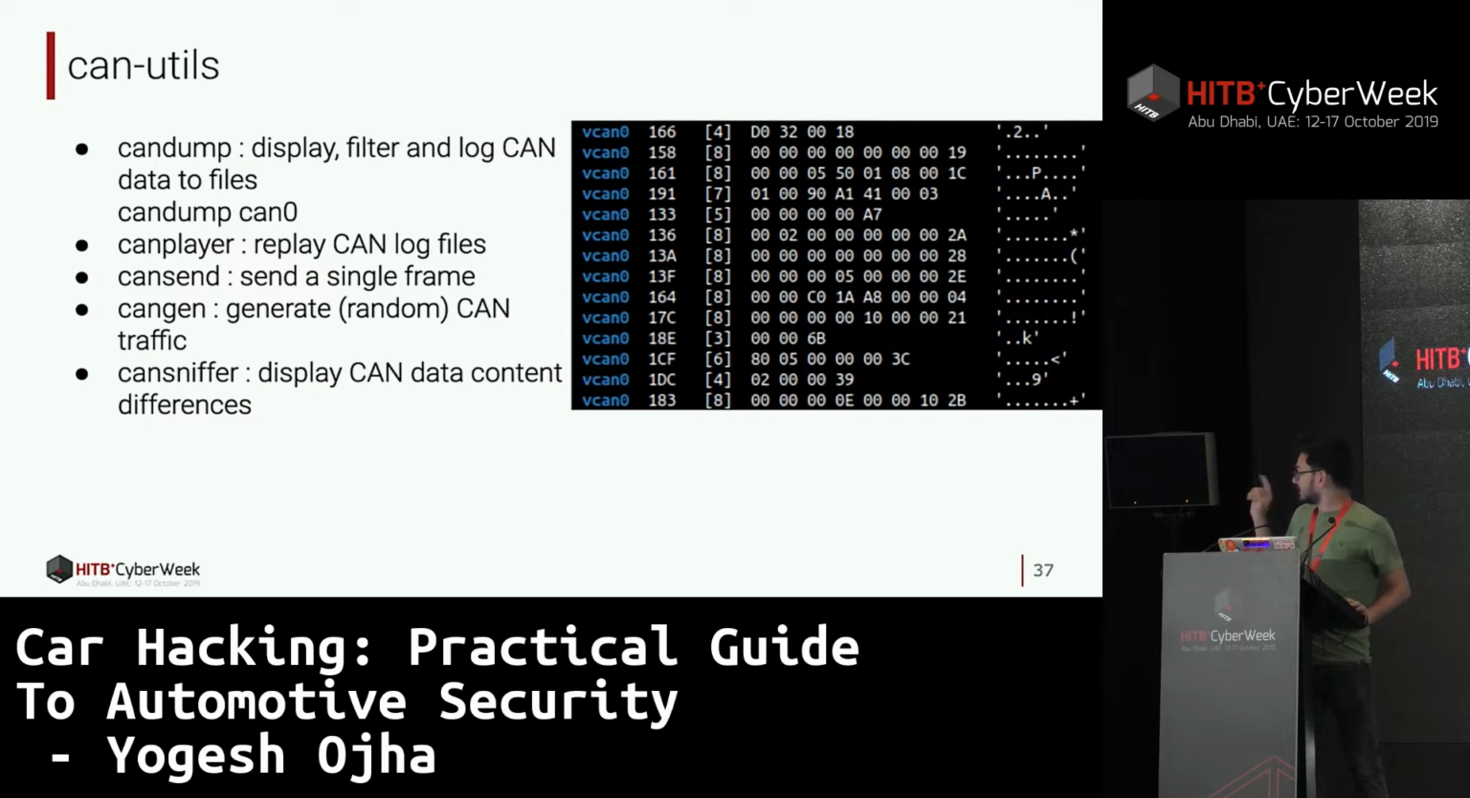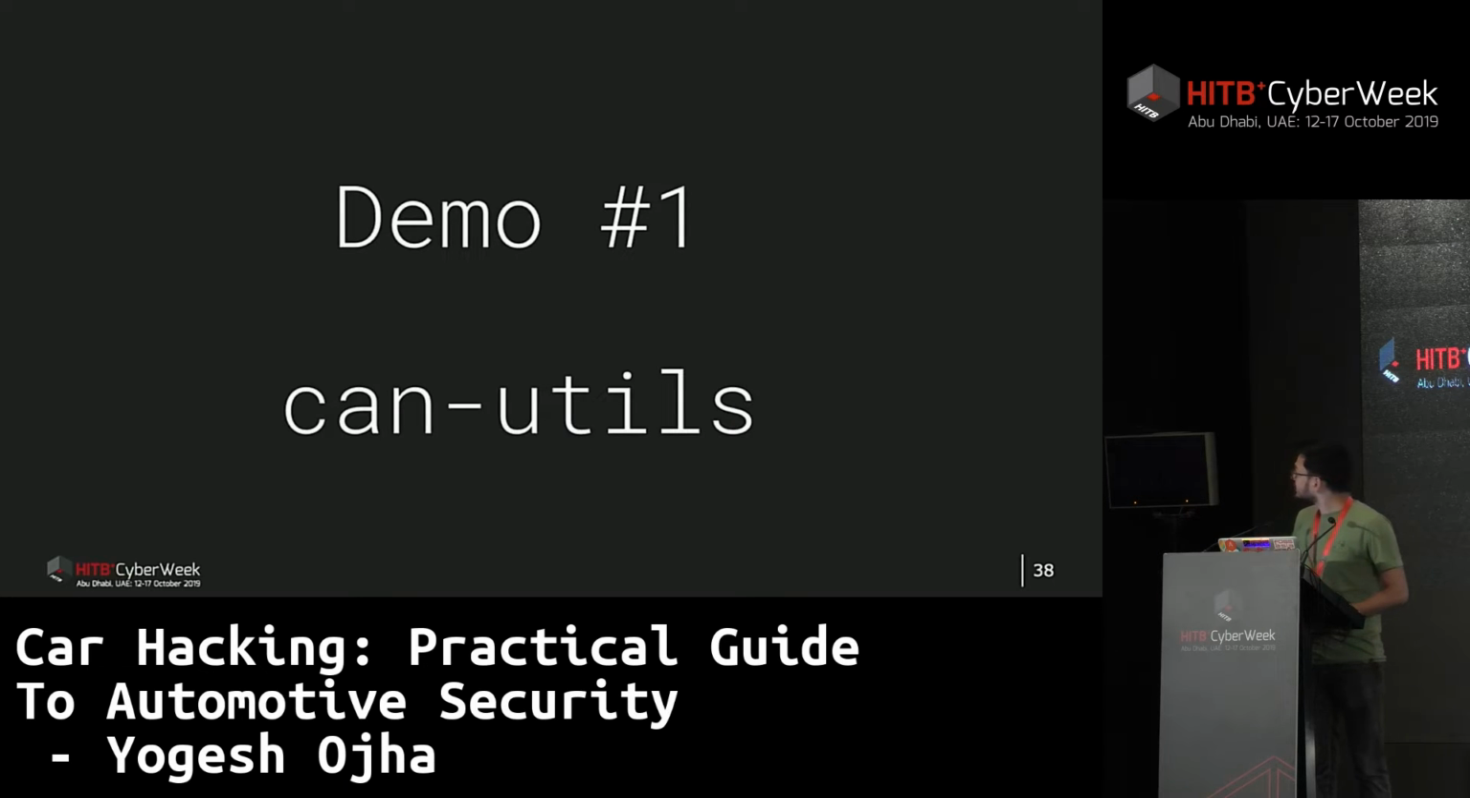cangen is actually an interesting tool if you wanted to generate some random packets and random arbitration IDs. You can use this cangen tool. And cansniffer actually displays the CAN content differences. candump and cansniffer work almost the same. The only difference is that with cansniffer you can do the colorization. So if there is any change in some of the IDs, you can see what is changing. So let's look into the demo about can-utils.